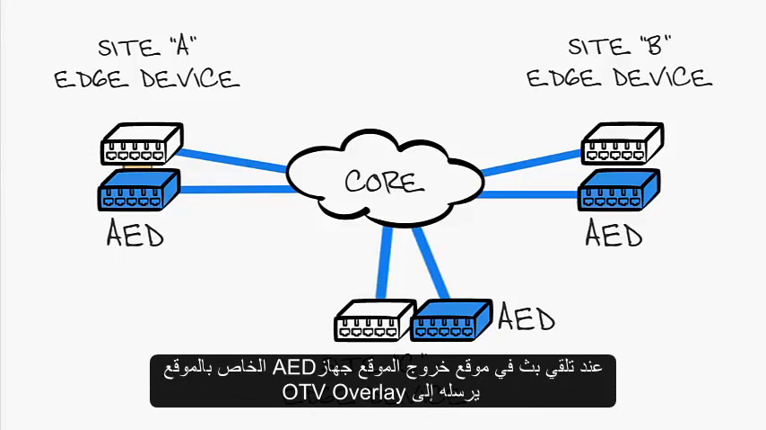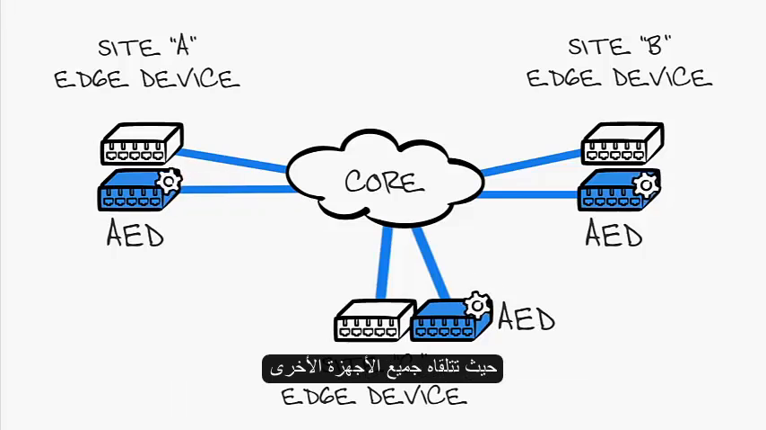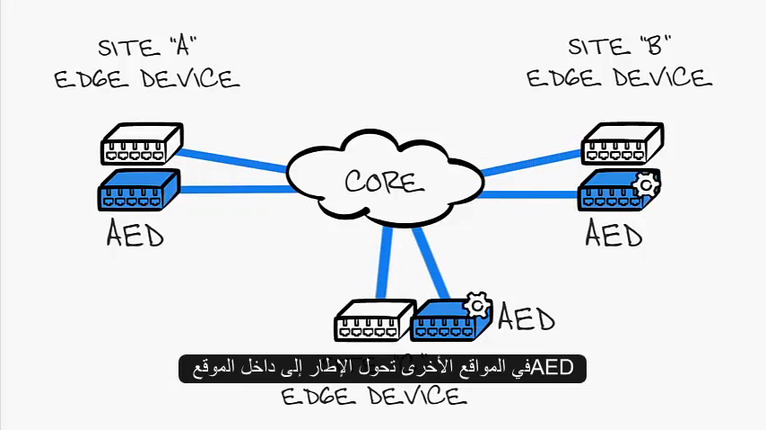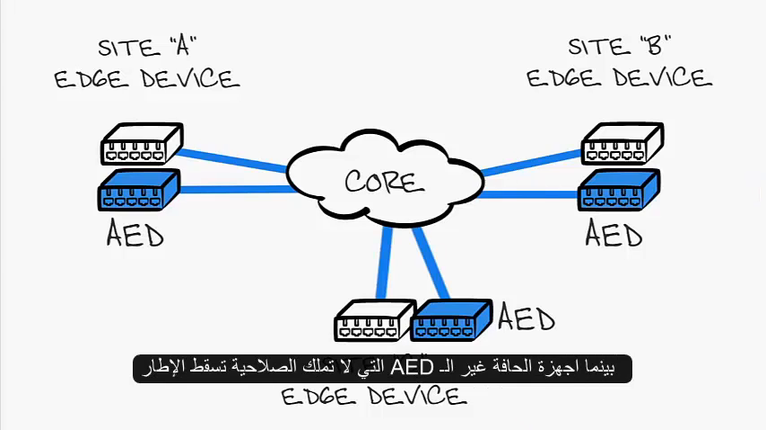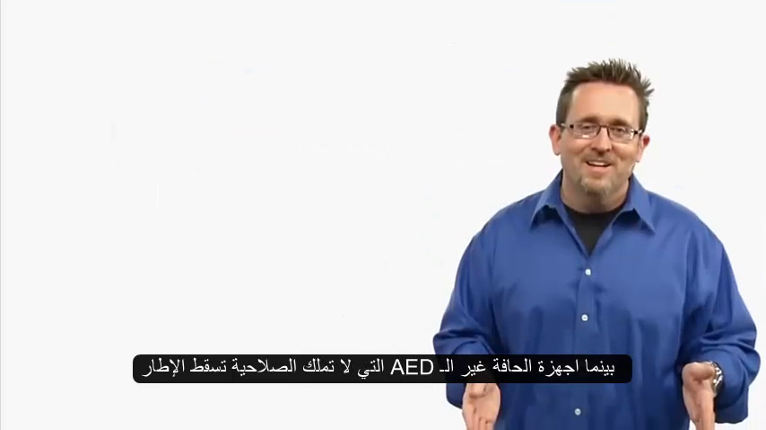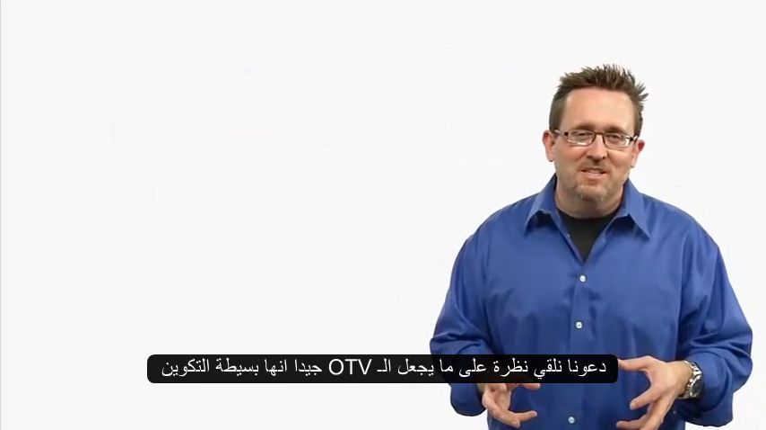When a broadcast is received at the site, the AED forwards it to the OTV overlay, where it's received by all devices. The AEDs at the other sites forward the frame into the site, while the non-AED edge devices, the non-authoritative ones, drop the frame. All right, let's take a look at what really puts the icing on the cake for OTV, and its simple configuration.